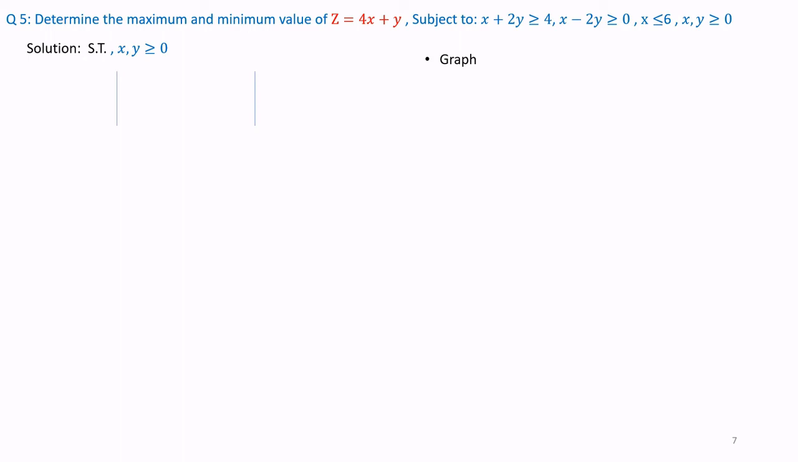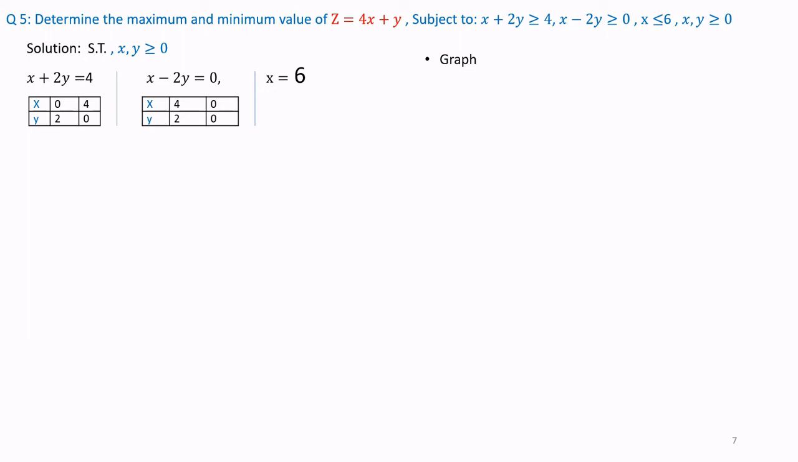x comma y is greater than or equal to 0. So the three constraint equations are written as they are, substituting the equal sign for the greater than or equal to sign in all the cases: x plus 2y is equal to 4, x minus 2y is equal to 0, and x is equal to 6. And we will write the table for that. When x is equal to 0 in the first equation, y is equal to 2. When y is equal to 0, x is equal to 4. So these 2 points we have obtained. For the next line also, we will write a table. When x is equal to 0, minus 2y is equal to 0.